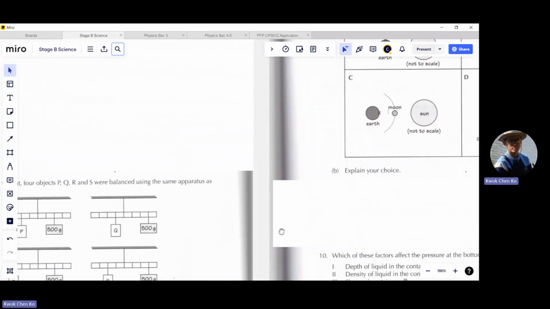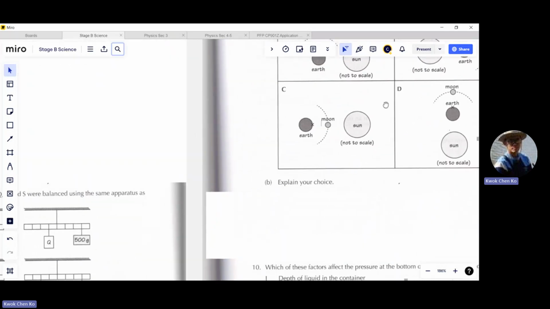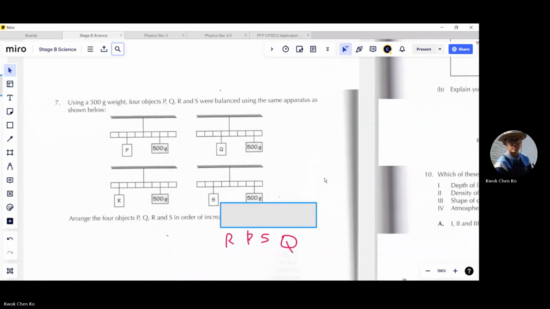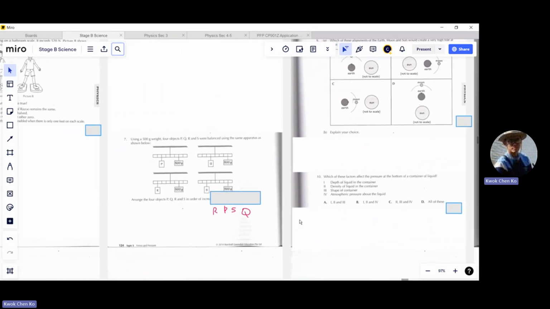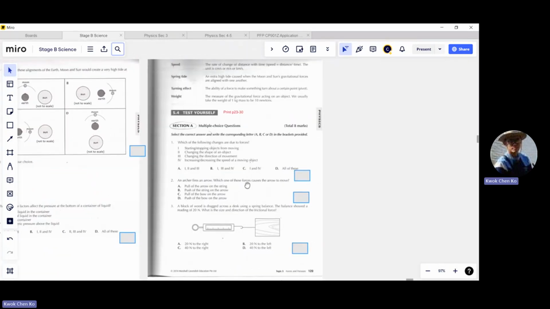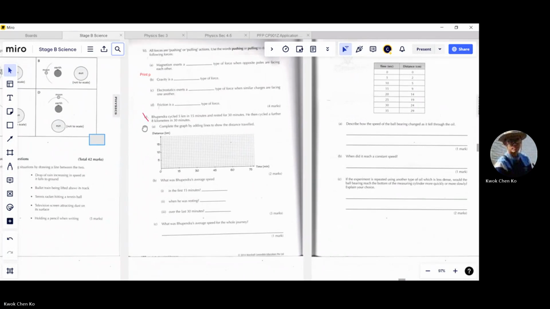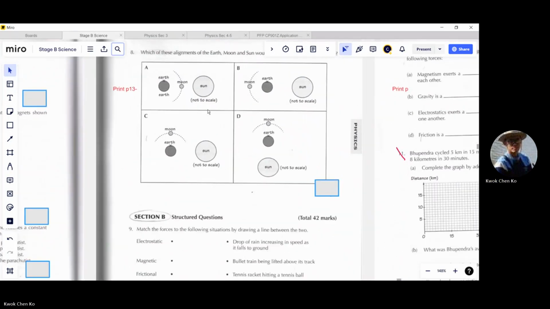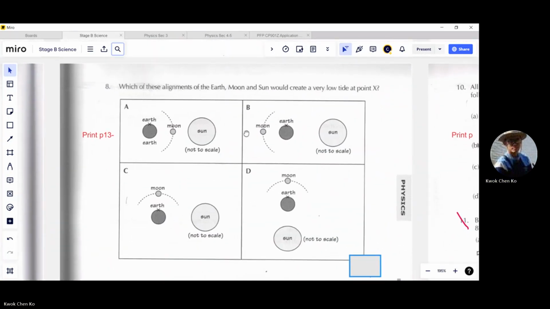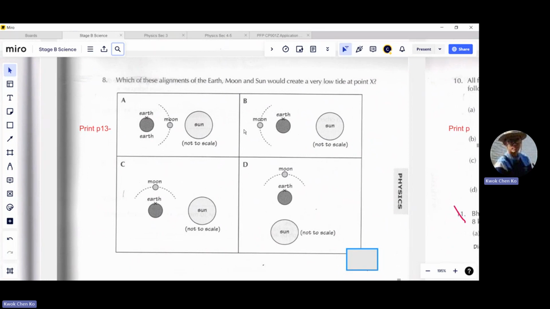You mean which one? The one in the back. Where? Oh, this one. Right. Which of these alignments of the Earth, Moon, and Sun create a very low tide at point X? Wow, this one is difficult.